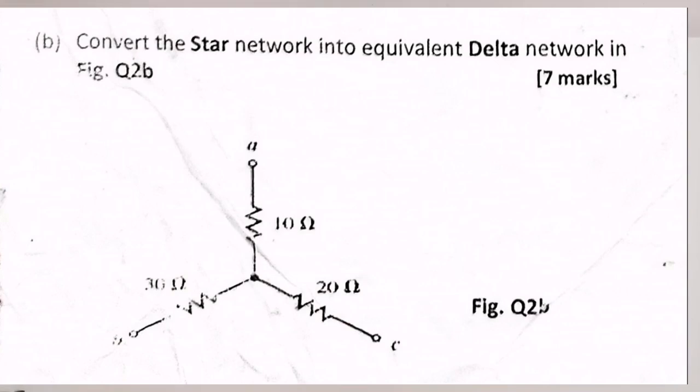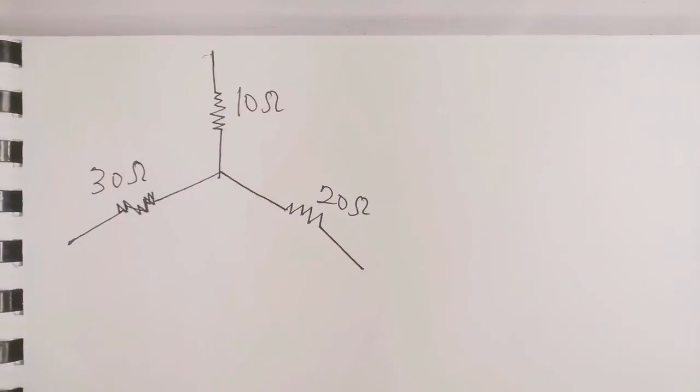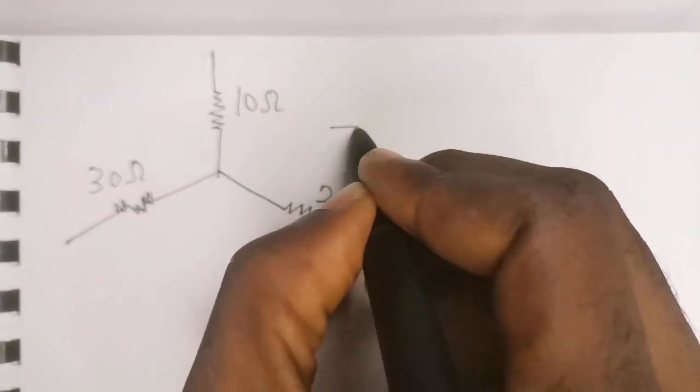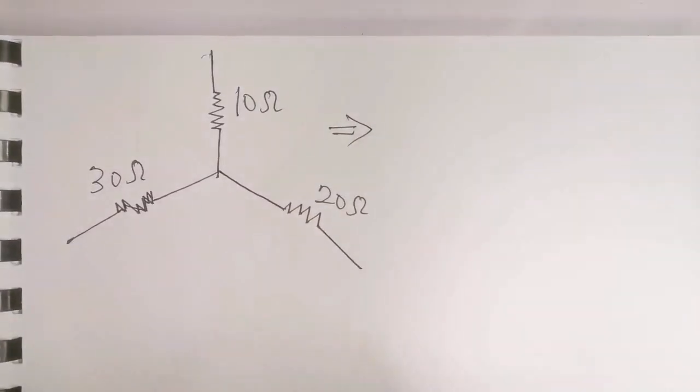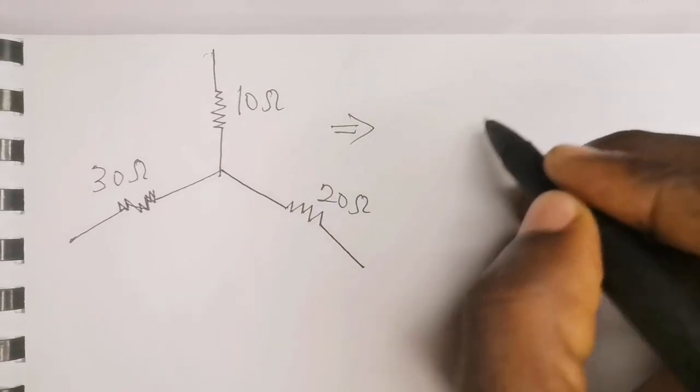In this video, I'll be showing you a shortcut on how to convert a star network into a delta network using the given question displaying on your screen. The question says, convert the given star network into an equivalent delta network. So we are simply to convert this into a delta network.